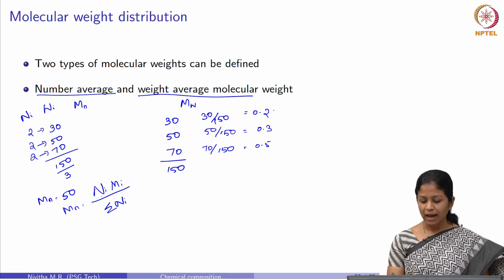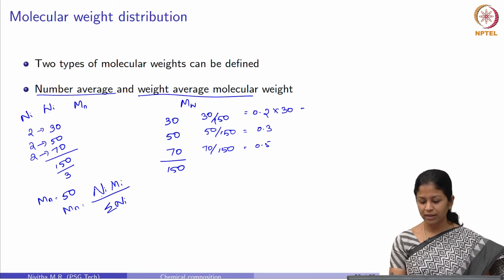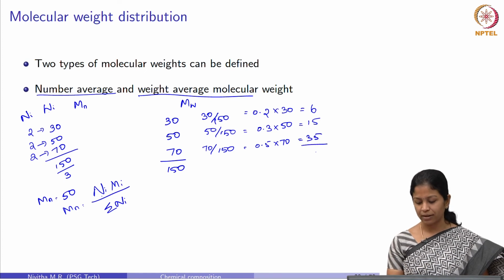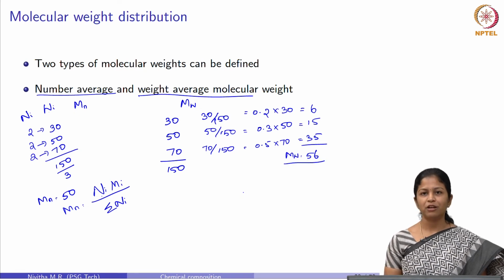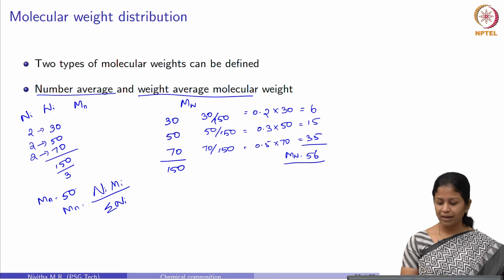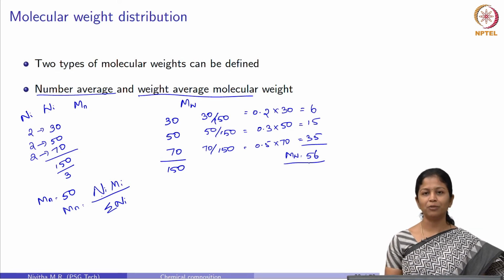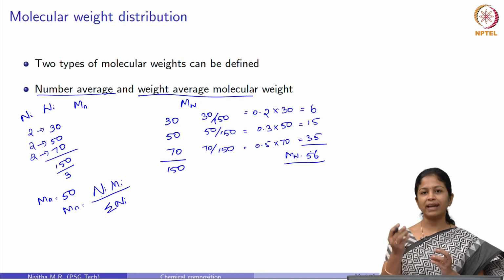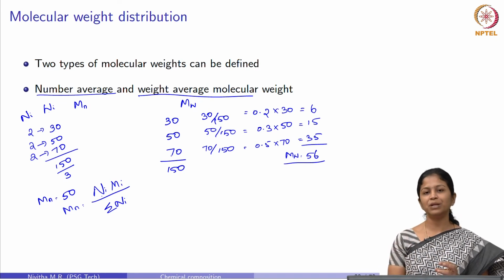Now what I do is, I multiply this 0.2 into 30. So I will have 6 here. I multiply this 0.3 into 50. So I will get 15 here, and I multiply this 0.5 into 70. So I will get 35 here. So when I add this, I am going to get 56, which is the weight average molecular weight. So you can see the difference here. When I calculate a number average molecular weight, I am getting 50, whereas when I calculate a weight average molecular weight, it is 56. So it is giving a slightly higher weightage to the person with a higher weight.